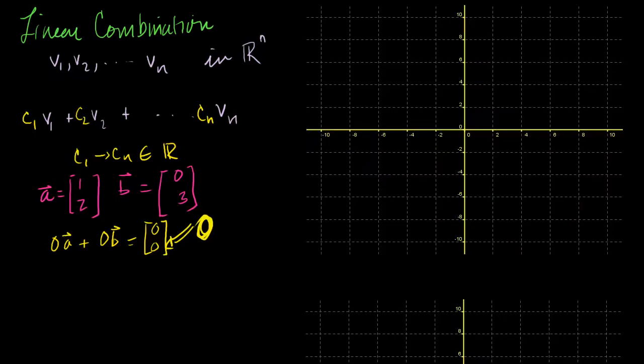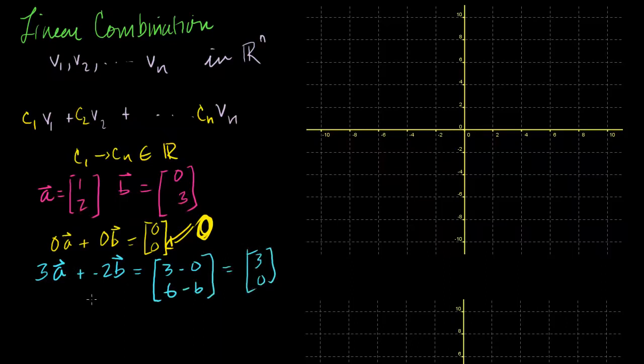We could also do 3 times A. I'm just picking these numbers at random. 3 times A plus, let me do a negative number just for fun, so let's do plus minus 2 times B. What is that equal to? Well, let's figure it out. Let me write it out. It's 3 minus 2 times 0, so minus 0. And it's 3 times 2 is 6, 6 minus 2 times 3, so minus 6. So it's the vector 3, 0. This is a linear combination of A and B.